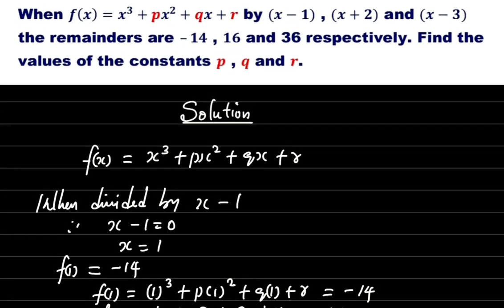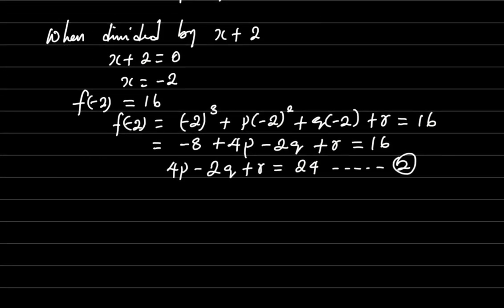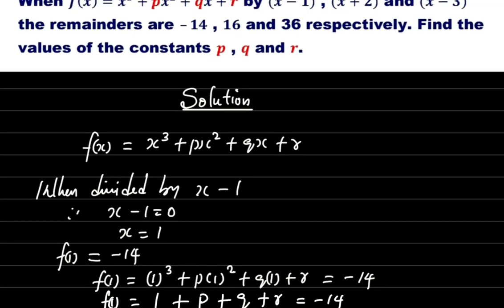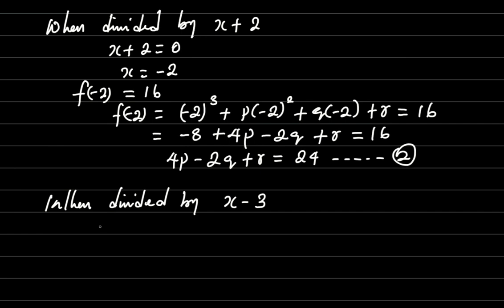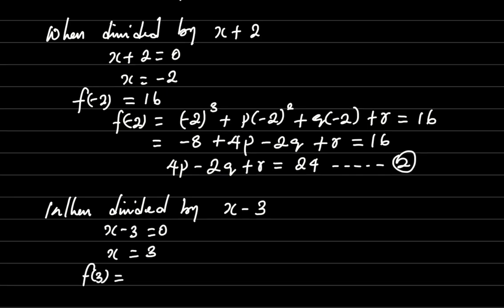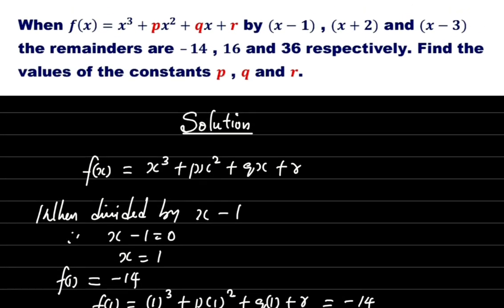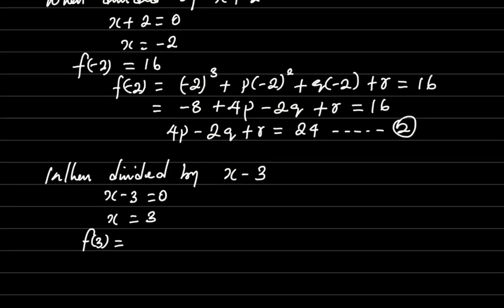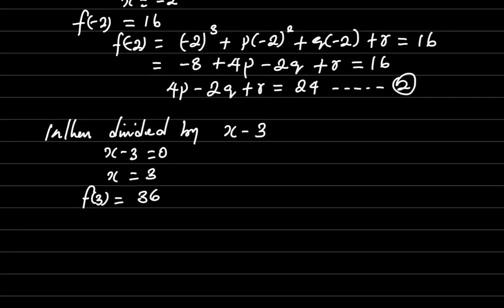Then when it is divided by x minus 3, this means we are going to have x minus 3 is equal to 0, so x is equal to 3. So f of 3, we have a remainder of 36. Okay, good, 36 for 36.